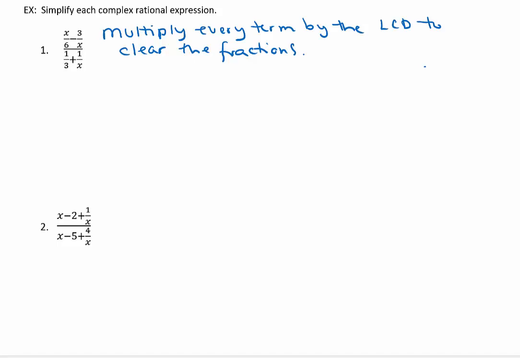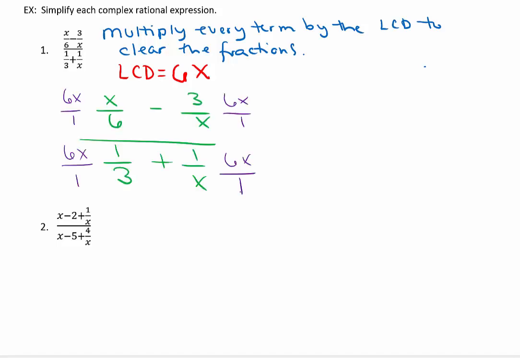So let's just start with an example. In this first example, we have denominators of 6, x, 3, and x. My LCD is 6x. That contains the factors 6, x. There's a 3 inside that 6, and then the extra x. So I'm going to take every single term in that complex fraction and multiply it by 6x. If I do this correctly, I should be able to cancel out every single denominator.